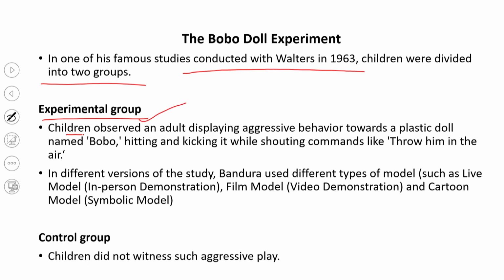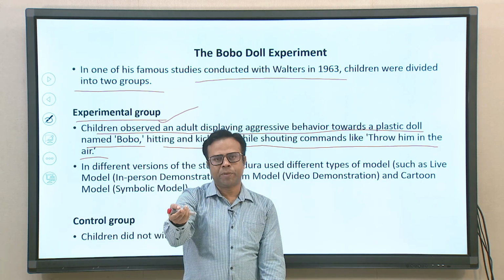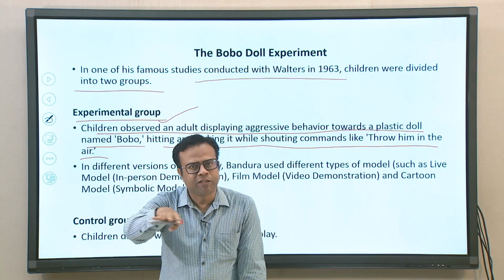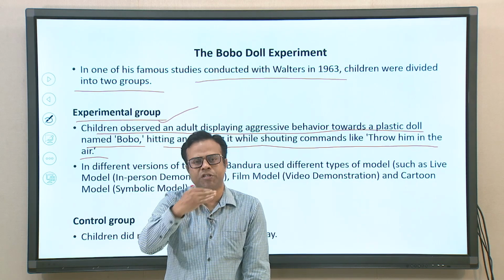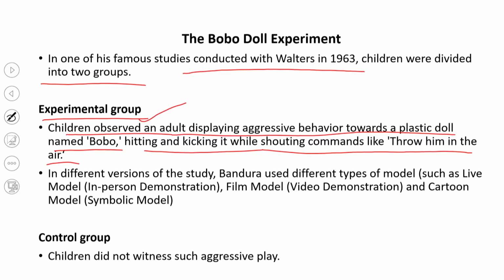In the experimental group, children observed an adult displaying aggressive behavior towards a plastic doll named Bobo, hitting and kicking it while shouting commands like "throw him in the air." That was the experimental condition. The adult was hitting, kicking, shouting, showing all kinds of aggressive behavior. In the original experiment, the adult did this live. In many other versions of the same experiment, Bandura used different conditions, such as live modeling, which was initially done.